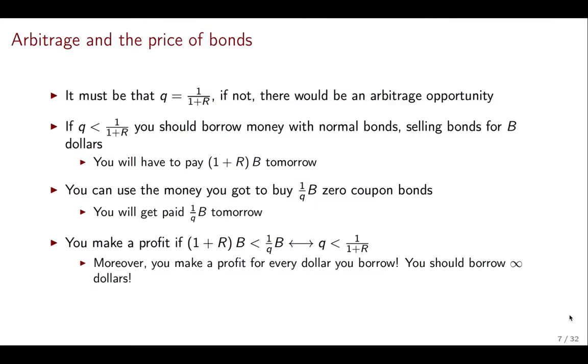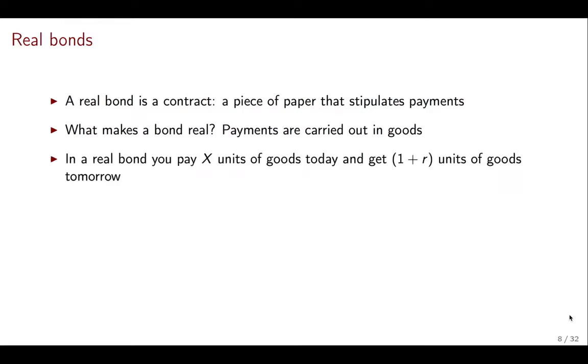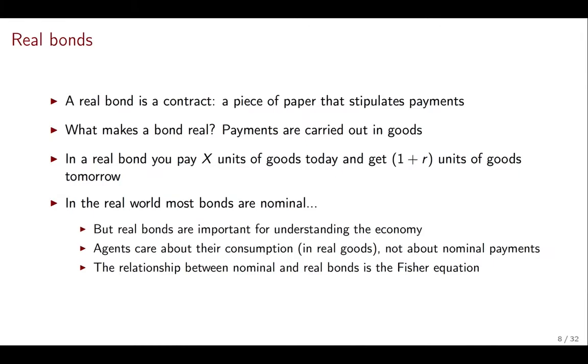Now we're going to go back to this example of arbitrage in a moment, but first we need to introduce the other type of bond that we're going to consider. These are real bonds. The same as nominal bonds, a real bond is a contract, a piece of paper that stipulates some payments. But what makes the bond real is that now payments are not carried out in dollars, but in actual units of goods. And so in a real bond, what you do is you pay X units of goods today, and you get in the future 1 plus little r units of goods.